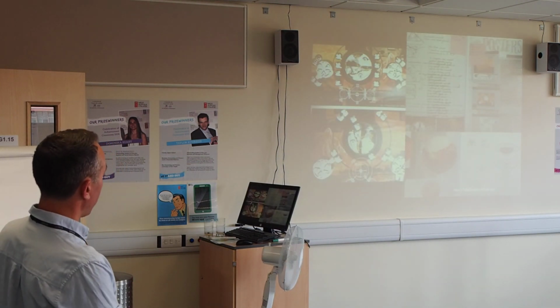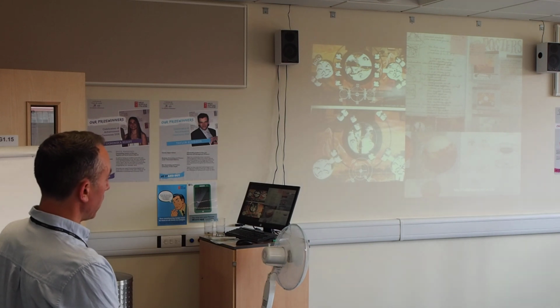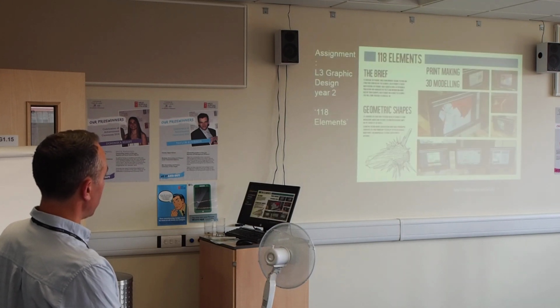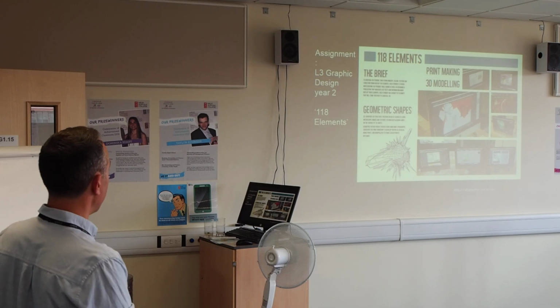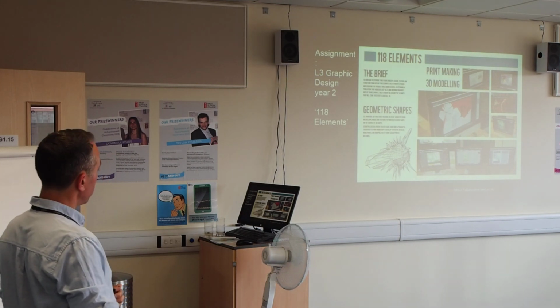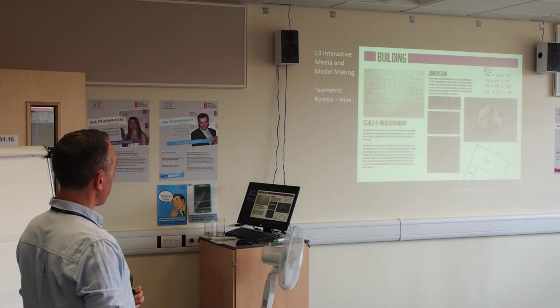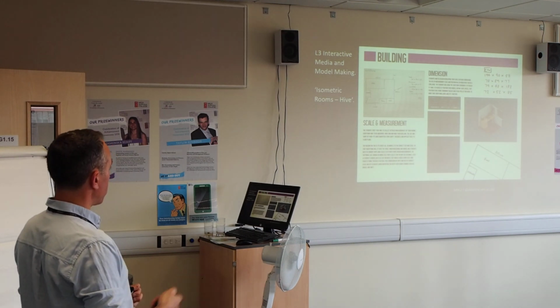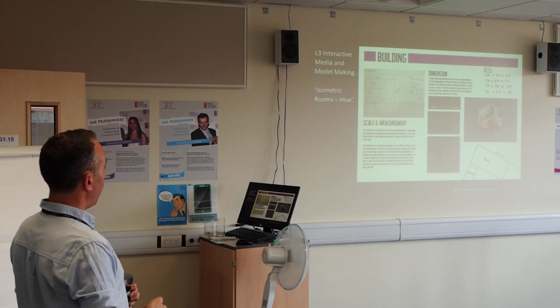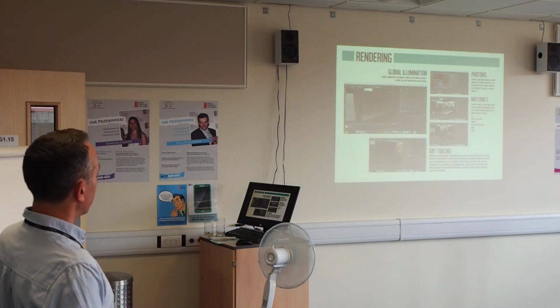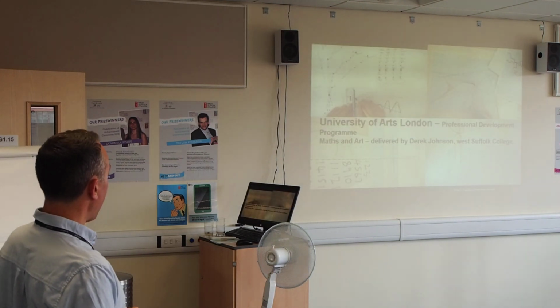This is some of her work from that as well. You can see there's lots of lovely layers of intriguing mathematical calculations going on. This is 118 elements by the graphic students. We'll do a periodic table. This is the interactive media isometric measurements. Again, moving on.